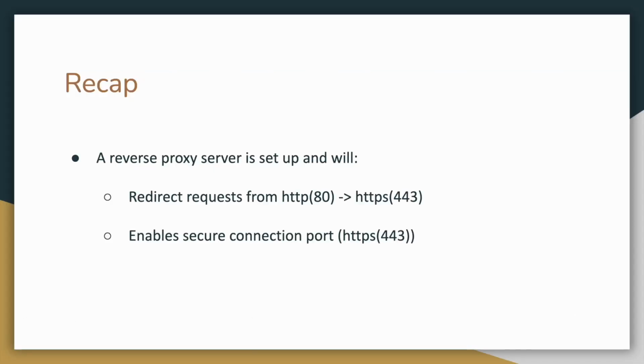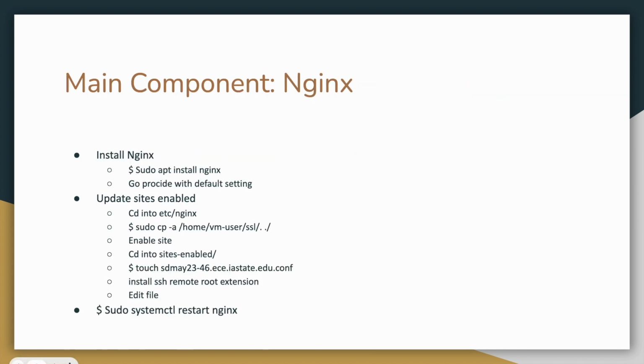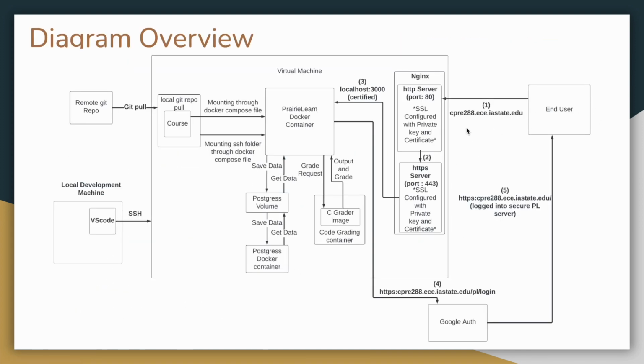To recap, a reverse proxy server is set up and will redirect you from HTTP, the regular protocol, to HTTPS, which is on port 443. This enables a secure connection. I will go back to the diagram to really show. The end user will access with port 80 right here, and the reverse proxy will redirect you to the secure connection, and then the secure connection will finally get you to the Docker container. And I'll be going over the Google Auth step after.